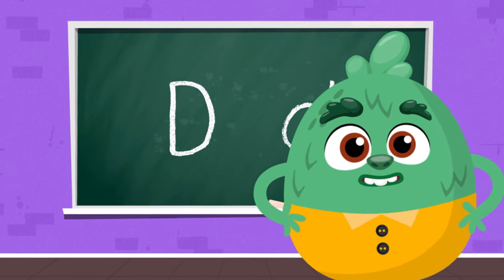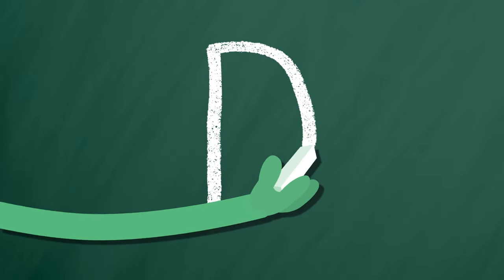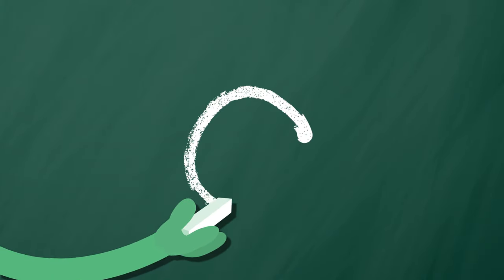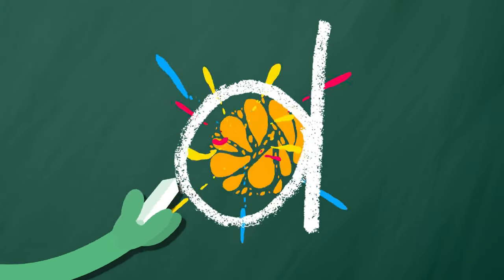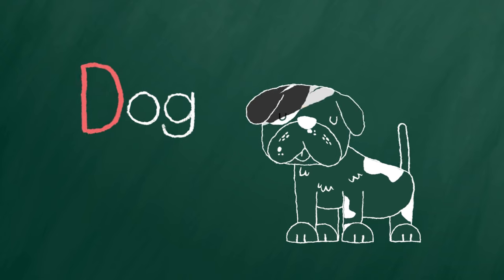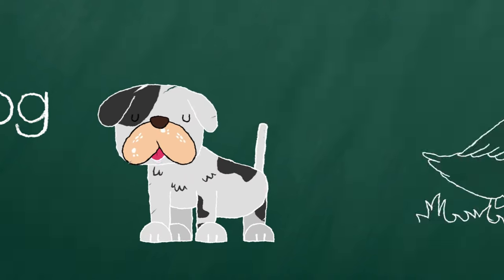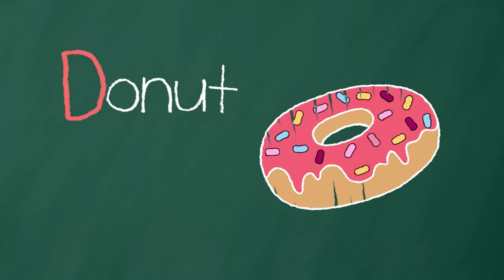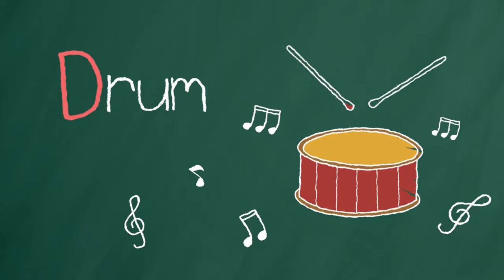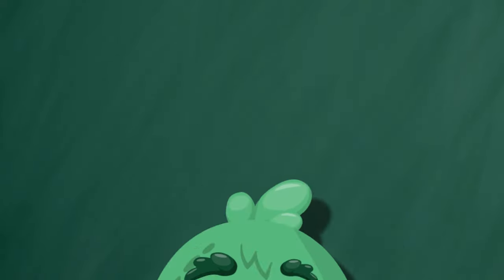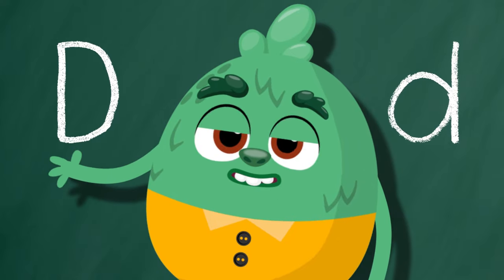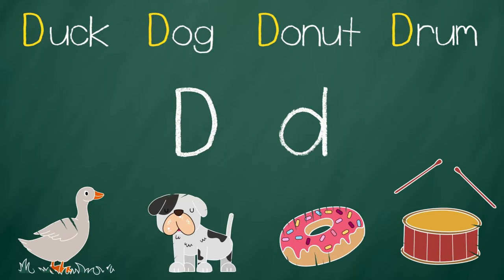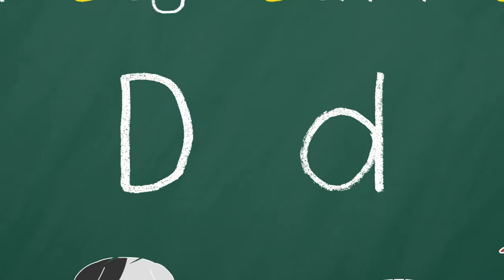I can write uppercase letter D. I can write lowercase letter D. Uppercase. D, d, dog. D, d, duck. D, d, donut. D, d, drum. Oh, I know so many words that begin with letter D.